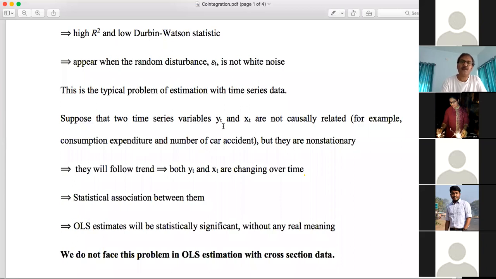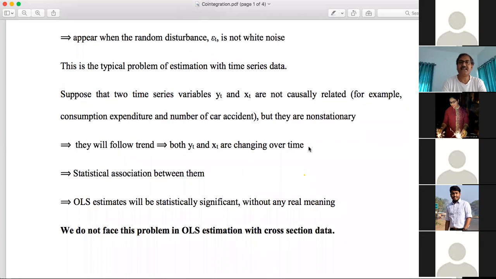So we are considering two variables, Y and X, and they are non-stationary. Why are we assuming they are non-stationary? Because the possibility of spurious regression will appear only in the case of non-stationary variables. If your variables are stationary, then you do not have to face this kind of problem in your estimation. For that reason, we are considering that the two variables Y_t and X_t are non-stationary.